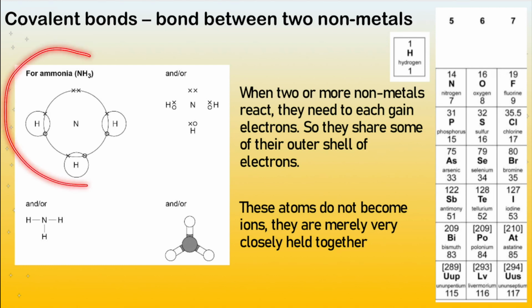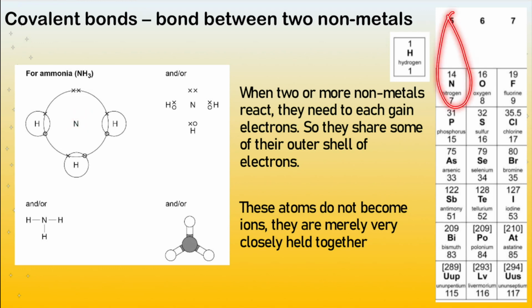So in the example here of ammonia, we have nitrogen, which is found in group 5, so therefore it has 5 electrons in its outer shell, and it needs to therefore have 3 more electrons from another source. So what it does is it shares with 3 different hydrogen atoms. So we've got 1 hydrogen here, 1 here, and 1 here. And these hydrogen atoms all are in group 1. The hydrogen needs to gain 1 more electron too, so it also shares an electron from nitrogen.